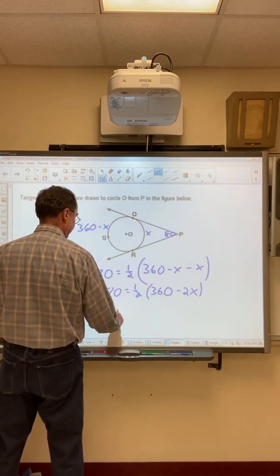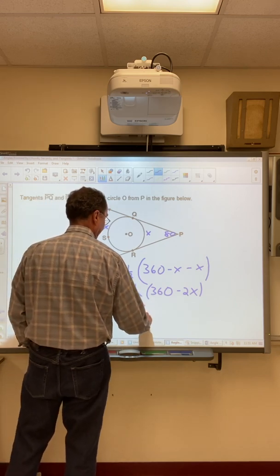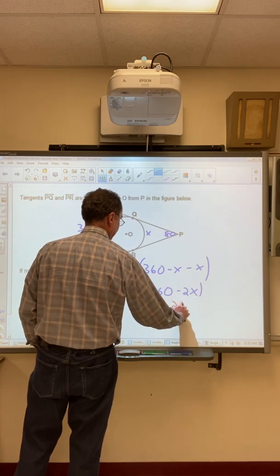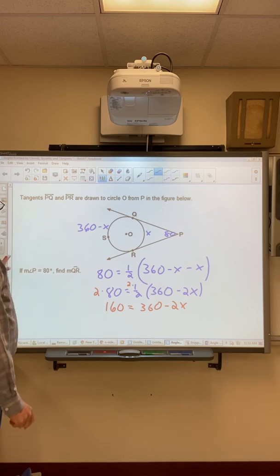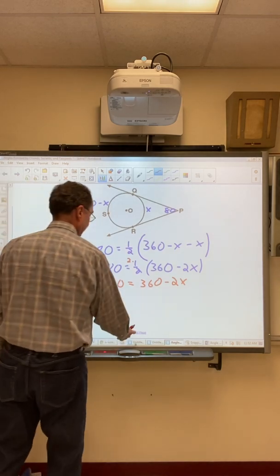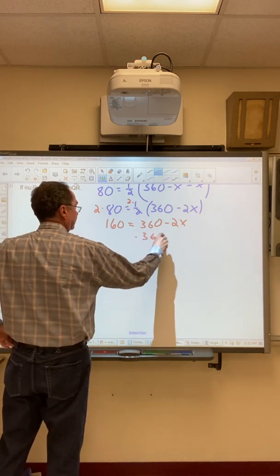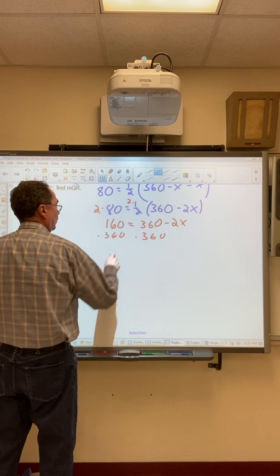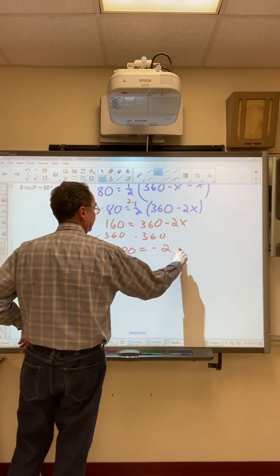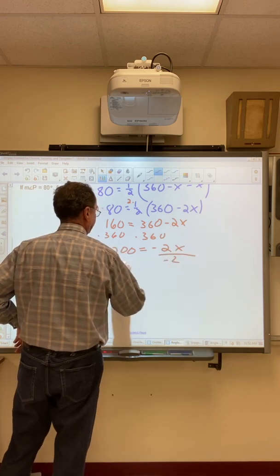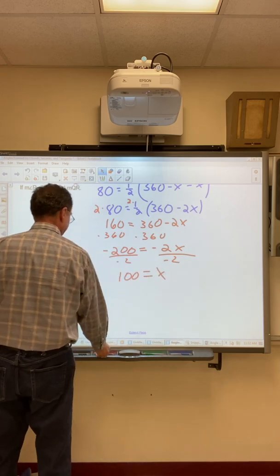So over here you get 160. And what happens when you times this by 2? Well, they cancel out and you just get 360 minus 2x. So we now have to solve that. Okay? Now how are we gonna solve that? Be careful here. I'm gonna minus the 360. 160 minus 360 is negative 200 equals negative 2x. Divide by negative 2. 100 equals x. A negative divided by a negative is a positive.